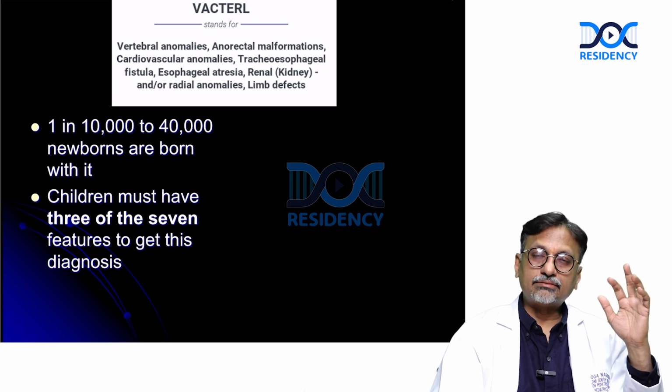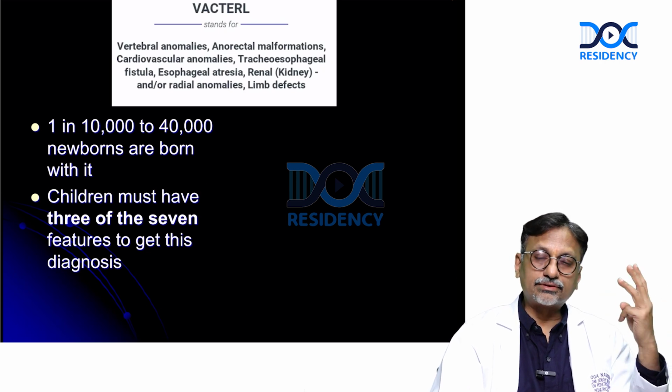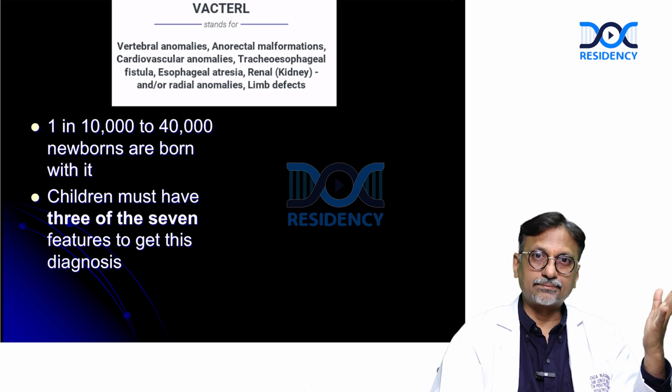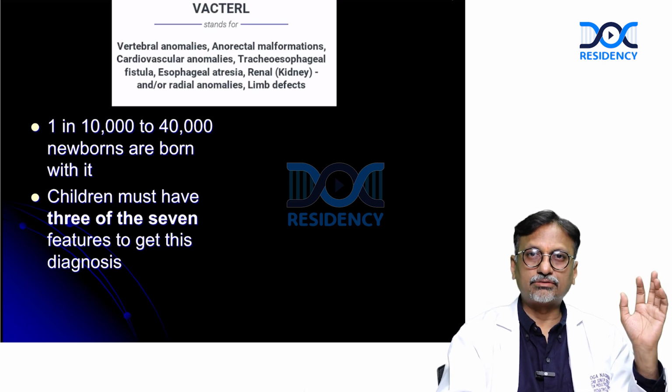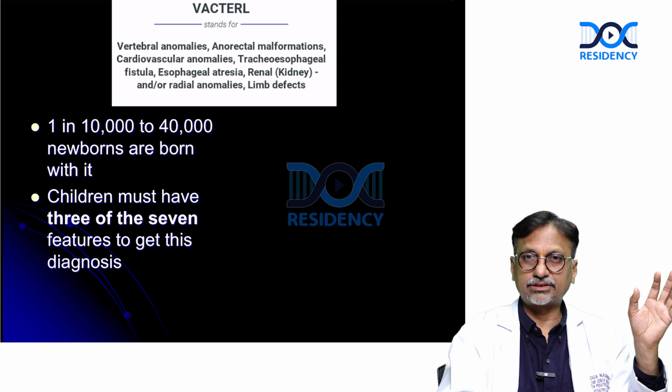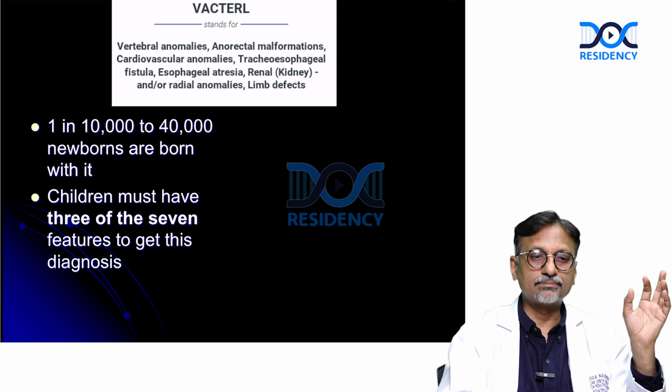So this is what VACTERL actually says. If three of these seven problems are present, then we can call it a VACTERL association. This is rare, and it is seen with anorectal malformation in around 1 in 10,000 to 1 in 40,000 newborns.